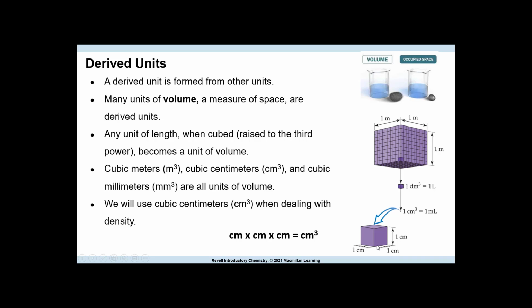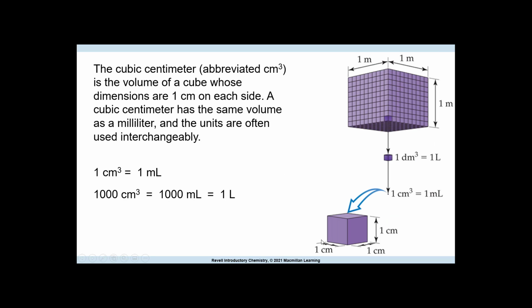If we look at that cube, it's 1 centimeter times 1 centimeter times 1 centimeter, which is what you see here. The cubic centimeter, abbreviated with the cm and a 3 superscript, is the volume of a cube whose dimensions are 1 centimeter on each side, which is what I just stated. A cubic centimeter has the same volume as a milliliter, and the units are often interchangeable. In fact, they are interchangeable. I tend to use mils over centimeter cubed, and then I move them right back because it's easier for me to understand what I'm doing. So 1 centimeter cubed is equal to 1 mil. 1,000 centimeters cubed is equal to 1,000 mils, which is equal to 1 liter. These are the units where students have a hard time remembering.